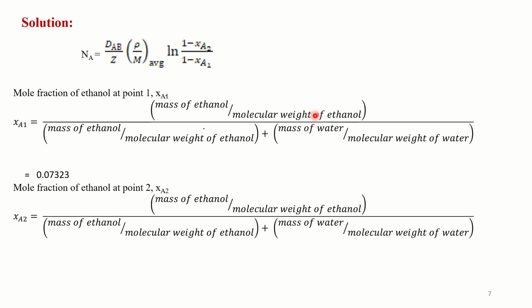Next, the mole fraction of ethanol at film 2. Again, here also the same formula: moles of ethanol divided by total moles. Moles are written in the form of mass per molecular mass. The weight percentage data is given, so we'll take the basis as 100 kg weight of solution at film 2, and based on that, the weight percentage of ethanol can be taken as the weight of ethanol. So 100 minus the weight of ethanol will give you the weight of water. Once you have the weight of ethanol and water, we can substitute in this formula for finding XA2.